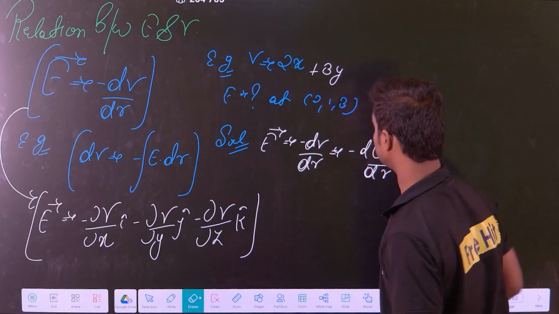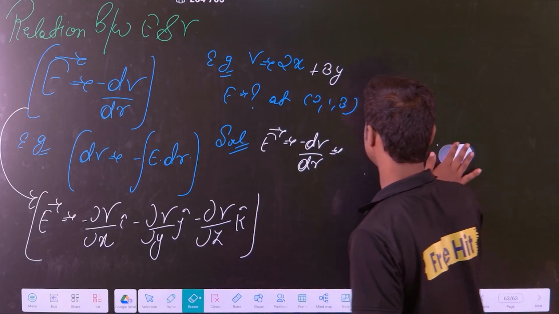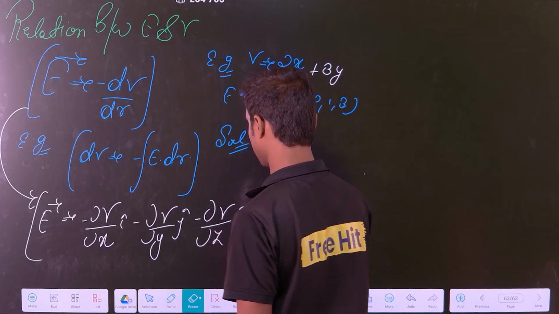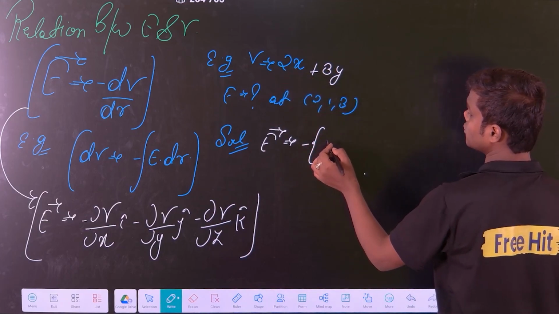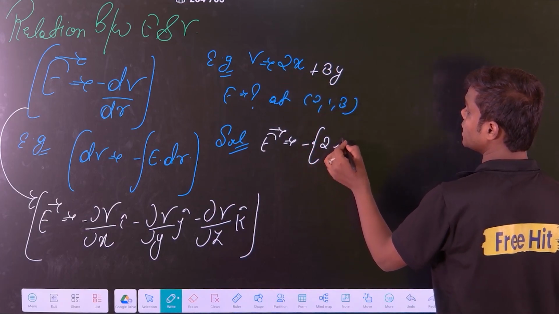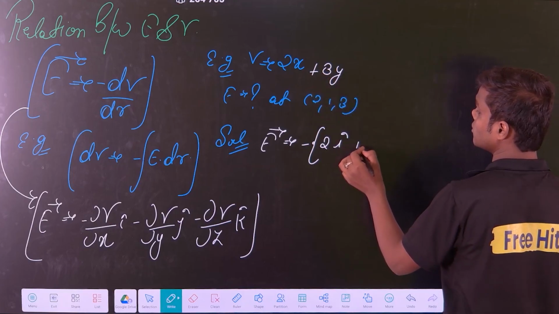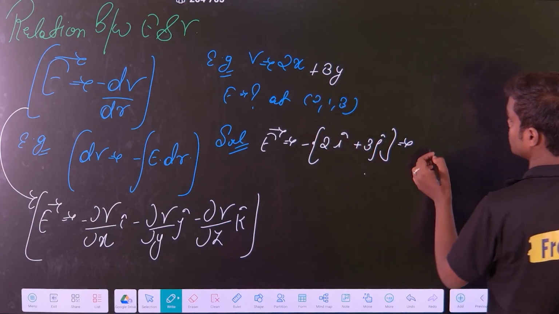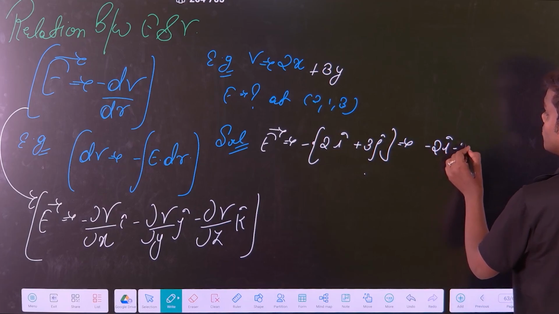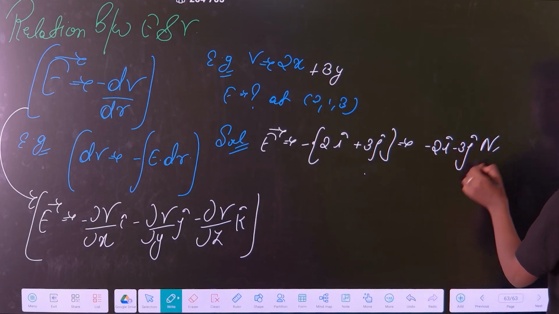If you apply this here, can you tell me what my electric field is? Partially differentiating, it will become minus 2 i cap minus 3 j cap newton per coulomb, and this is the same at this point.